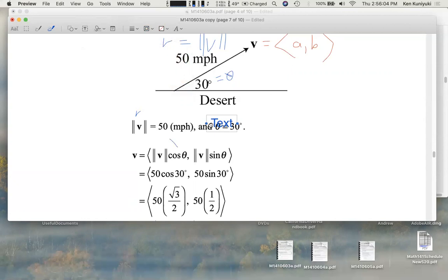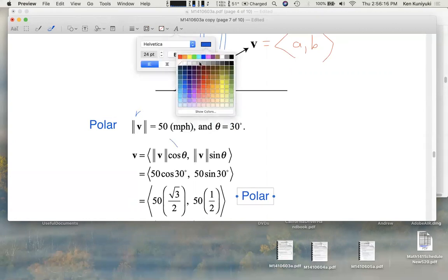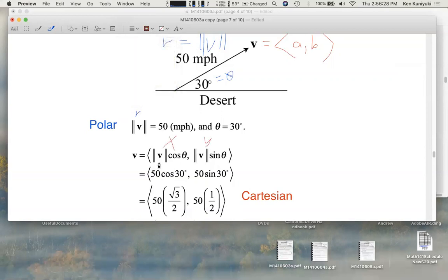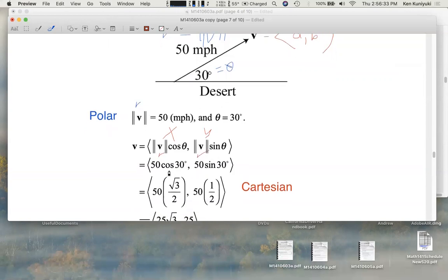So again, up here, this is polar. And then over here, this is going to be Cartesian. And we're going to resolve this vector into Cartesian components, a comma b, or x comma y. X is r cosine of theta, y is r sine of theta. So x is 50 cosine of 30 degrees. Y is 50 sine of 30 degrees.